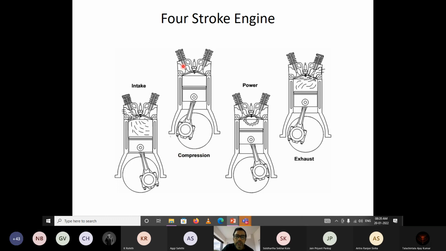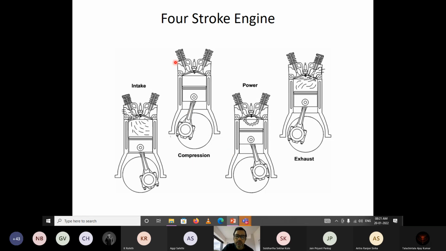During the compression stroke, both valves, the intake valve and the exhaust valve, will be in the closed position. And then the piston will move from the bottom dead center to the top dead center. The content inside the combustion chamber, either a mixture of fuel and air or air only, is going to be compressed and its pressure and temperature are going to be increased. So that is our compression stroke.